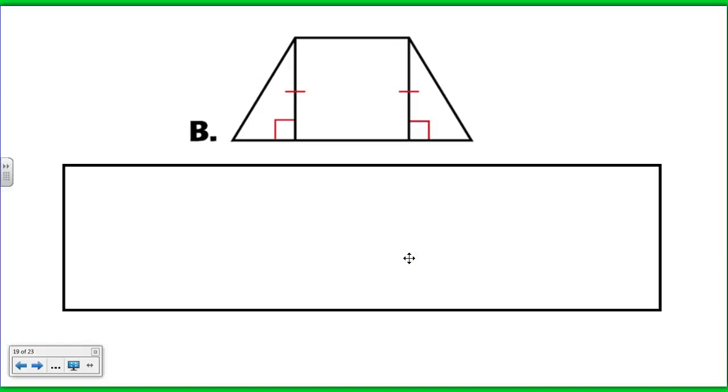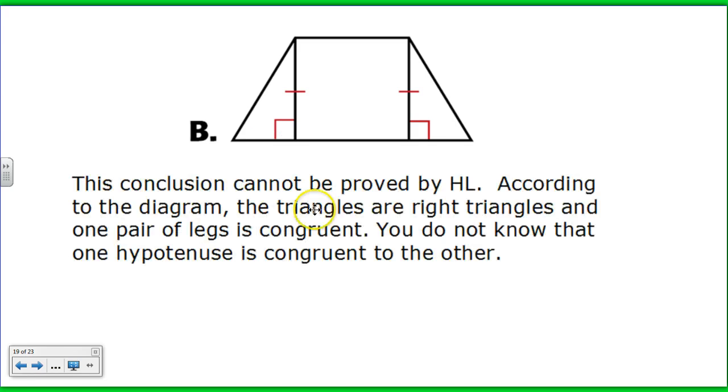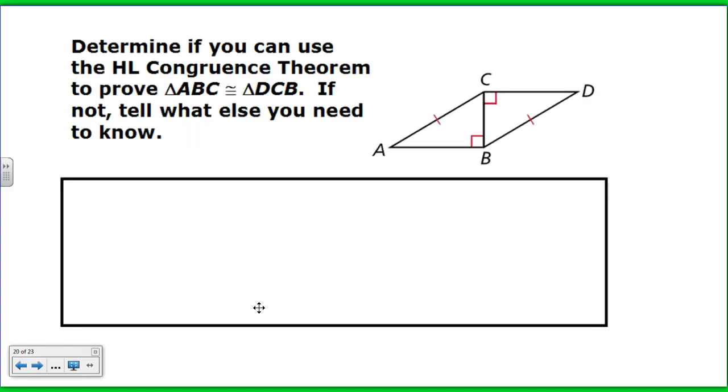How about here? In this case, we have two legs that are congruent, and we simply need to know, are those hypotenuses congruent? And do we know that they are? We really don't, huh? So we cannot prove these two to be congruent triangles, because we don't know whether there are a pair of congruent hypotenuses.